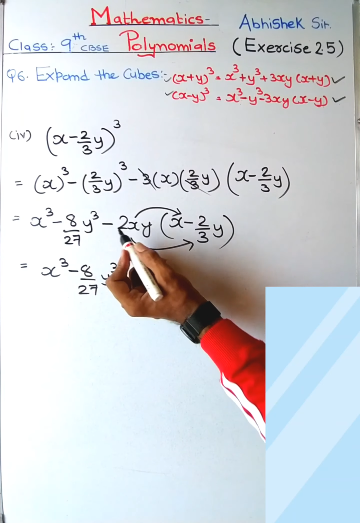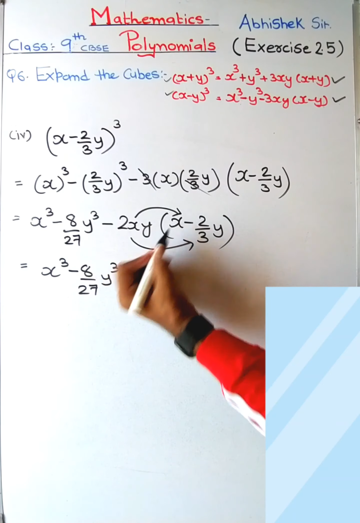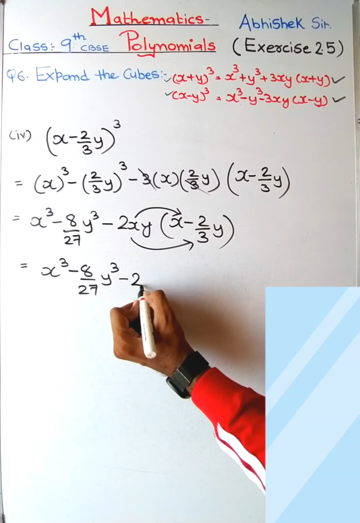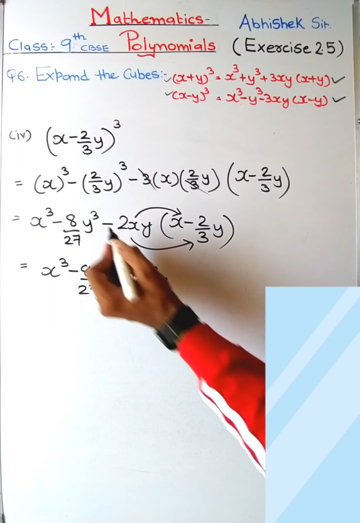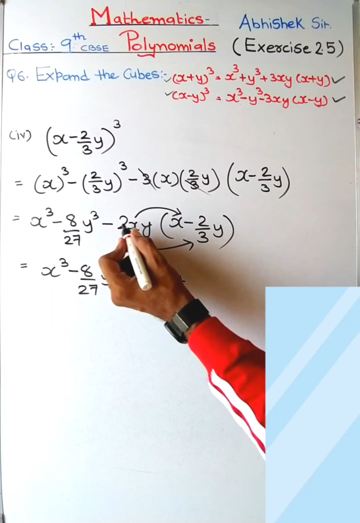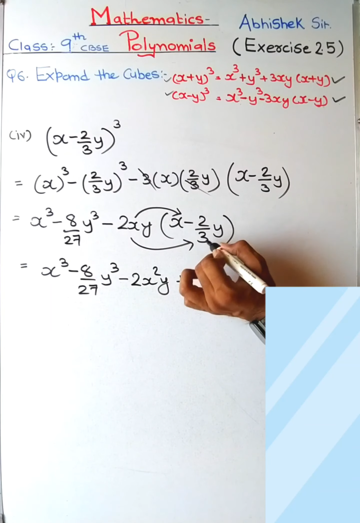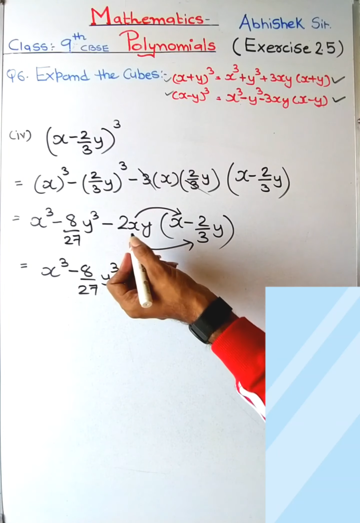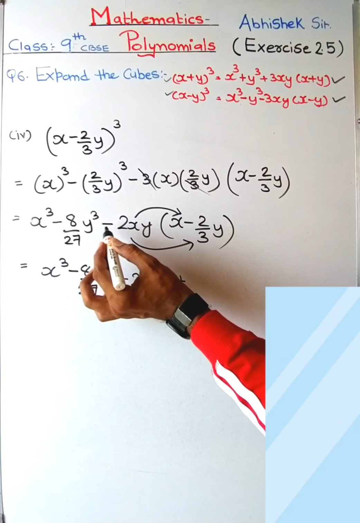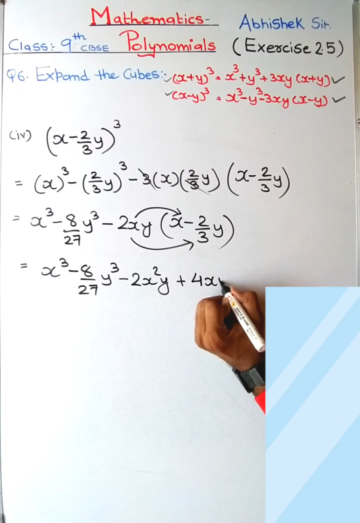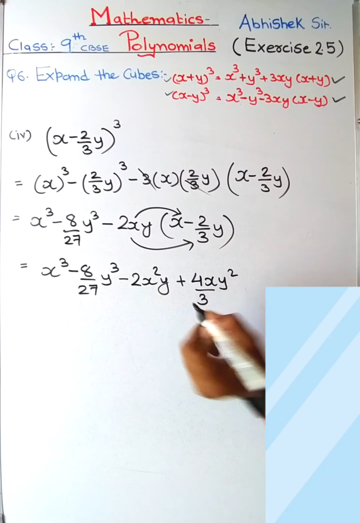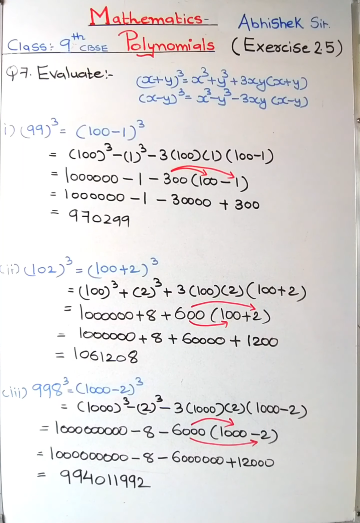Now minus 2xy into x, that becomes minus 2x square y, then the minus minus plus 2xy into 2y upon 3. Nothing can be cancelled, so multiplying numerator minus 2xy into minus 2y, so plus 4xy square upon 3.